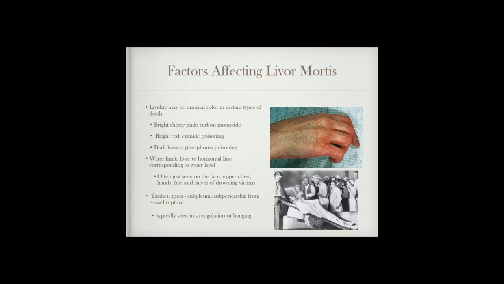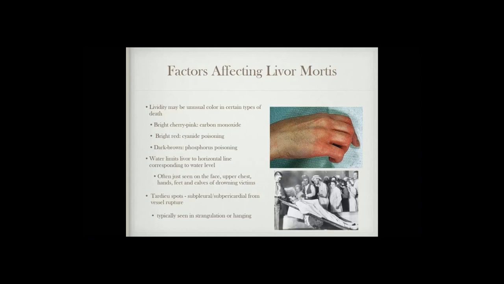Finally, most of the blood pooling in lividity remains in blood vessels. However, when the pressure in the vessels gets too great, the capillaries can rupture, creating petechial hemorrhaging referred to as Tardieu spots. This can be seen in hangings, whether the entire person is hanging, where you would see it in the feet, or parts of the body overhanging ledges.